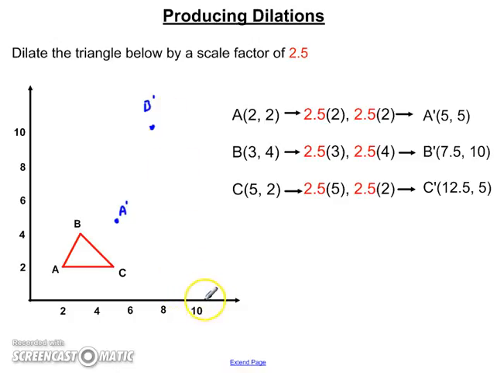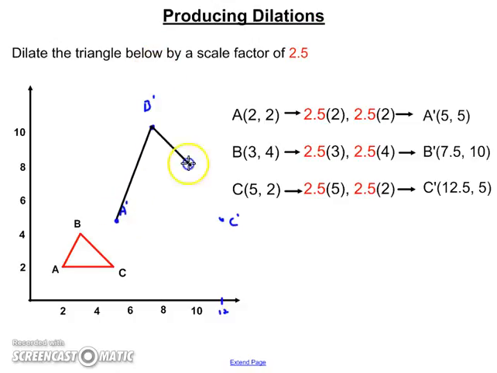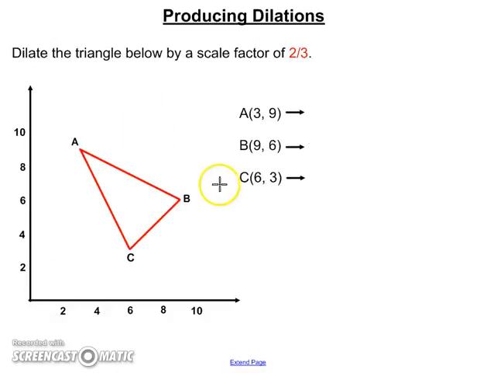C prime, 12.5, 5. I should have put 12 on here. So there's 12, 12.5 would be just after it, and 5 would be right about there. So here would be my C prime. Let me get my tool for drawing. Okay, so here would be my dilation. If I were to draw the lines back through my corresponding points, B prime through B, all of these lines would run into the origin.